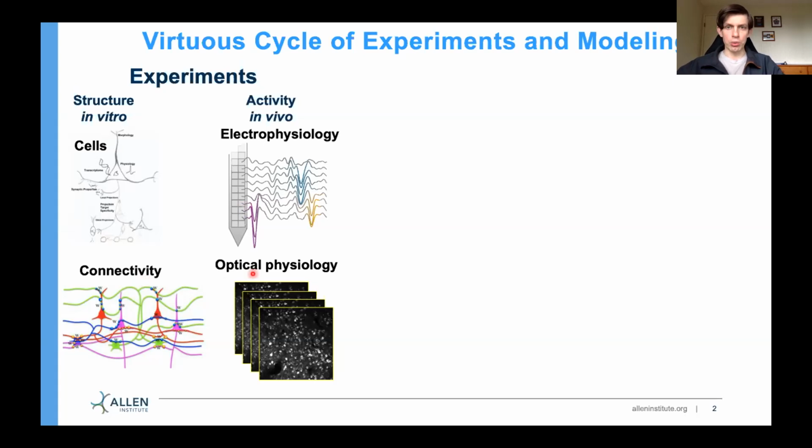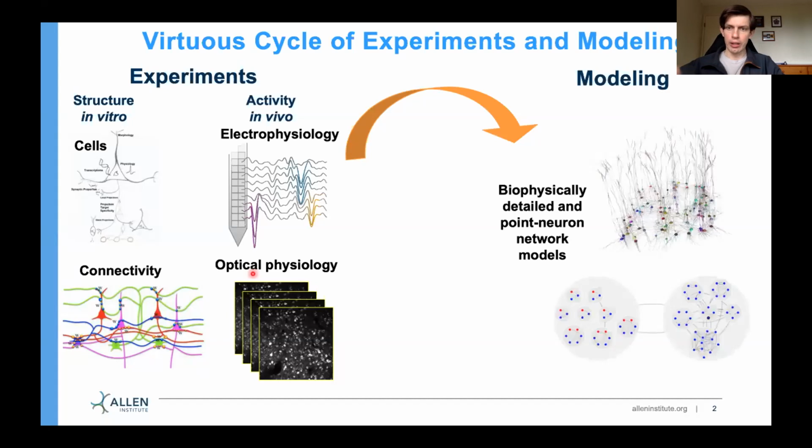And what we want to do, besides providing this data to the community and analyzing this data, is also to model this data. And we want to maintain a high level of biological realism in these models. So this is what this arrow indicates.